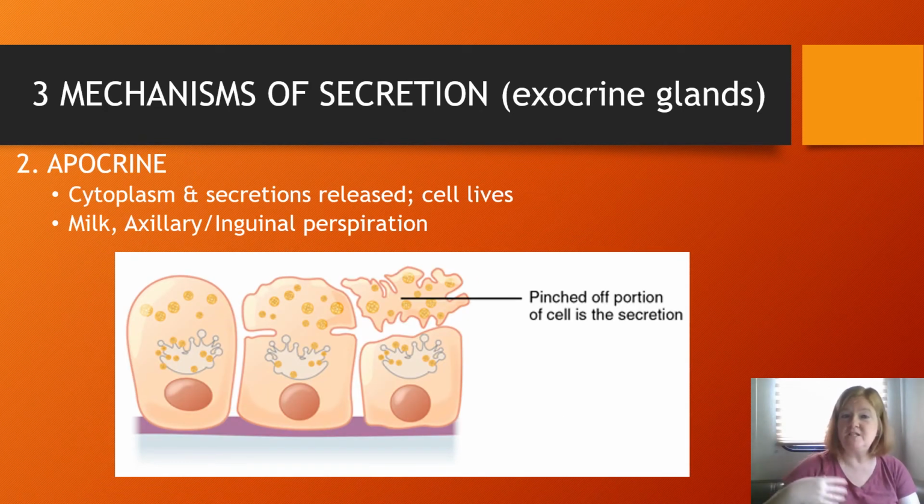Then we have a mechanism of secretion called apocrine. And apocrine is when part of the cytoplasm is released with the secretions. Now the cell still lives because it's still able to function and get ready for another set of secretions. This also happens with milk and your axillary and inguinal perspiration. And we'll talk about that when we do the integumentary system. So apocrine, it releases not through exocytosis, like a whole piece of the cell with cytoplasm breaks off.